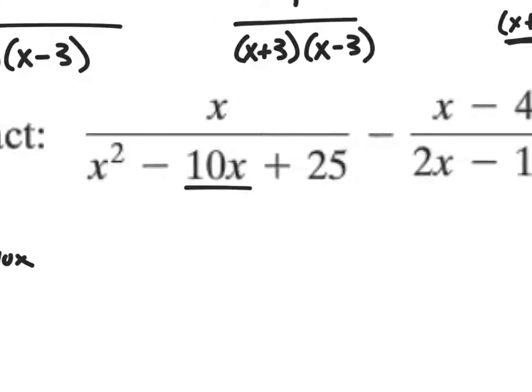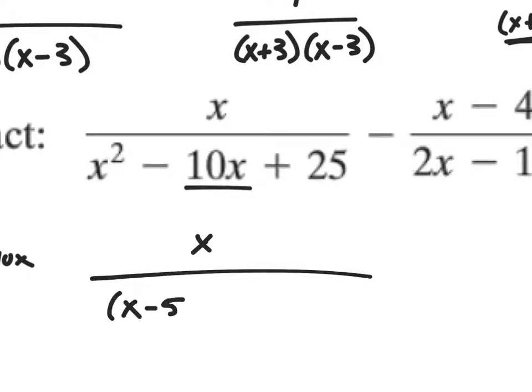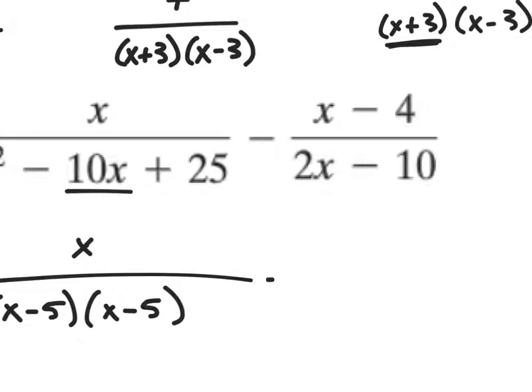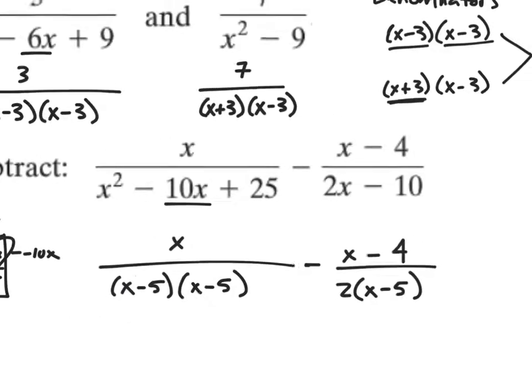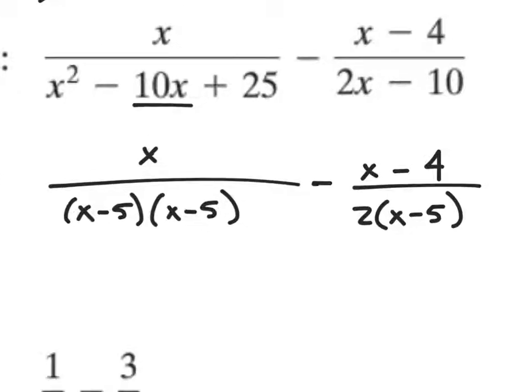So we're good. All right, so what I've got is x divided by x minus 5 times x minus 5, and then minus x minus 4. If I factor out my denominator here, I've got 2 times x minus 5. Now let's think about this. If I want to get a common denominator between the two of these fractions, this one has 2 x minus 5s. This one only has 1. So I need to first multiply this by an x minus 5.